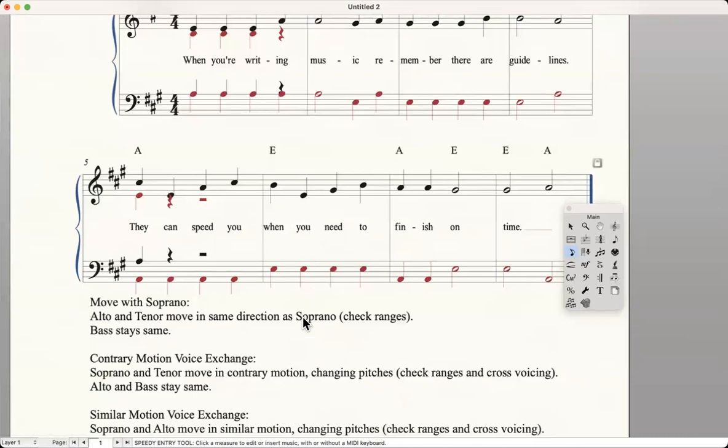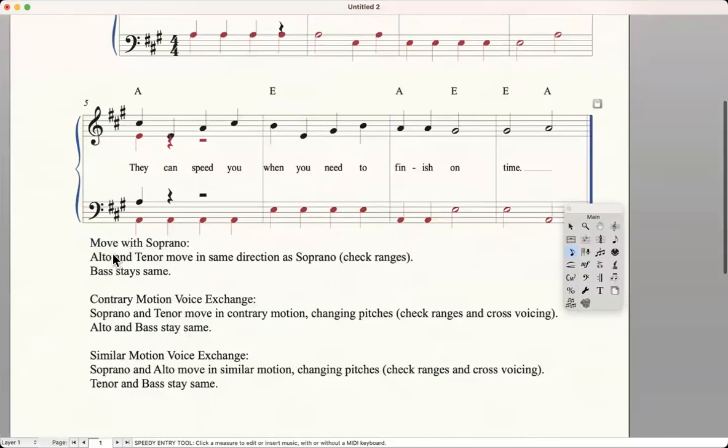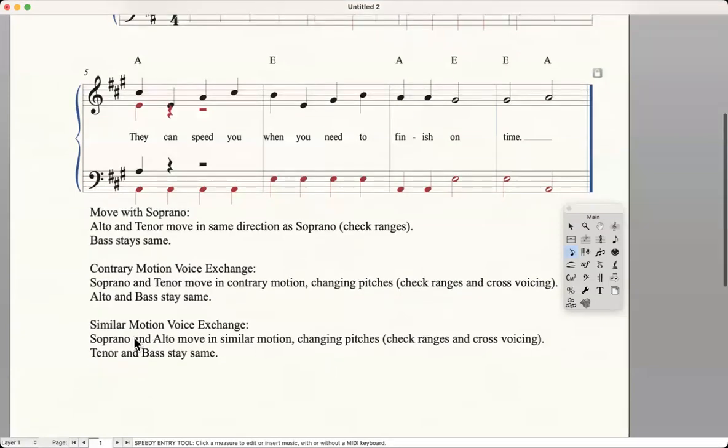The three methods are move with soprano, where the alto and tenor move in the same direction as the soprano when the soprano moves up or down a chord note. Bass always stays the same. Contrary motion voice exchange, and that's where the soprano and tenor move in opposite direction and exchange pitch names. The alto and bass stay the same. And similar motion is reserved for when the soprano makes a big skip, more than one chord tone to the next chord tone. And then the alto and the soprano move in the same direction, changing pitches. And tenor and bass stay the same.